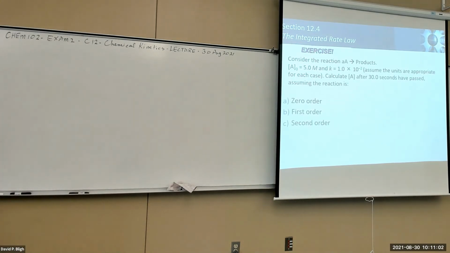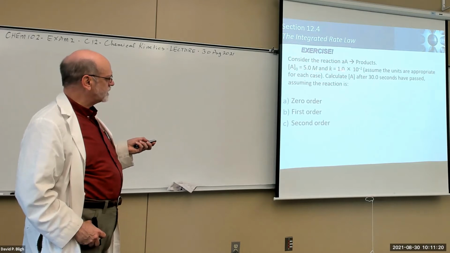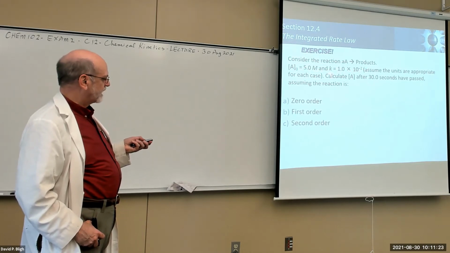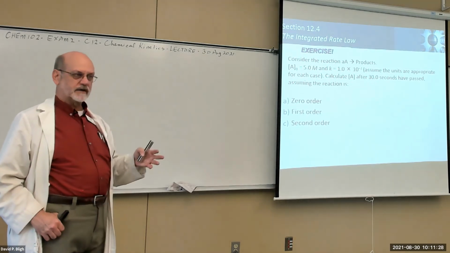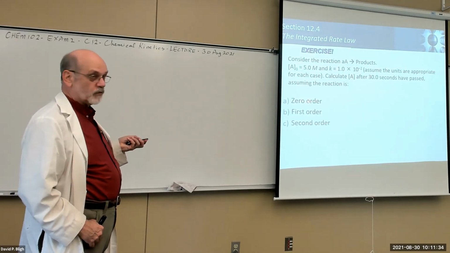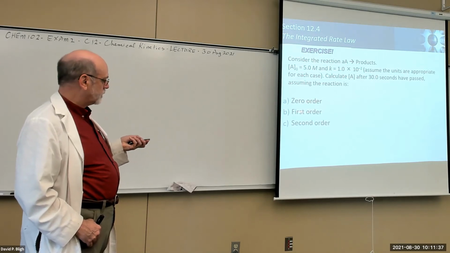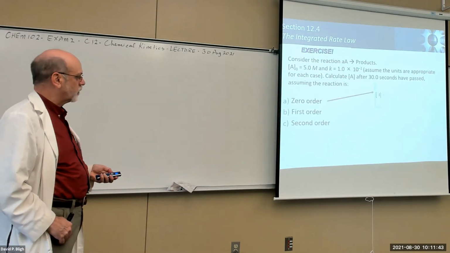Let's see, do we have time to do this? Well, let's see, what does it say? If the initial concentration of A is 5 molar and the K is given, calculate A after 30 seconds have passed, assuming the reaction is. Okay, so we're actually doing a comparison here. If these values are identified for 0 order, it'll give you one value after 30 seconds. First order gives you another value, second order gives you a different value. So that's what the calculation is here for.